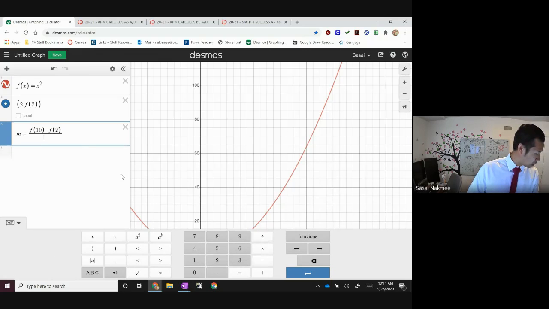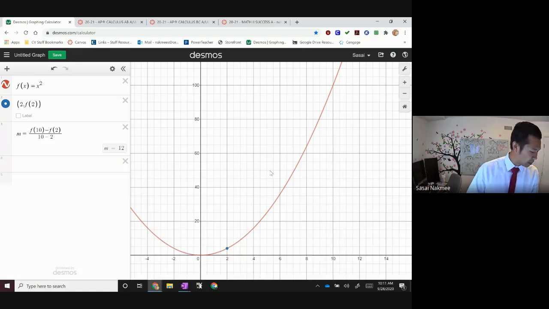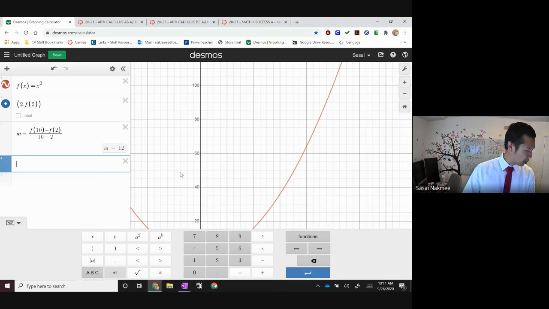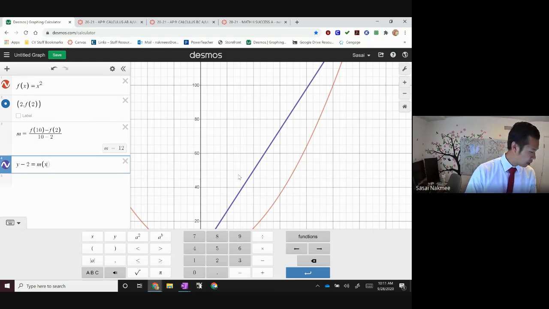I wish I had this ready, but I'm sorry. 10 minus 2, right? And we had the slope here that was equal to 12, right? And the way that looked was, can I do this real quick? y minus f of 2 equals m times x minus 2. There we go.